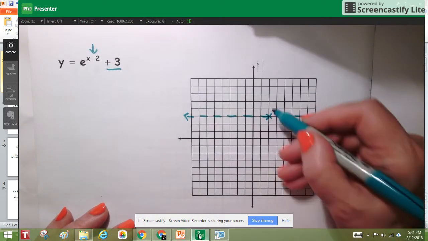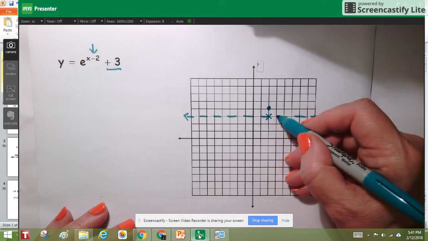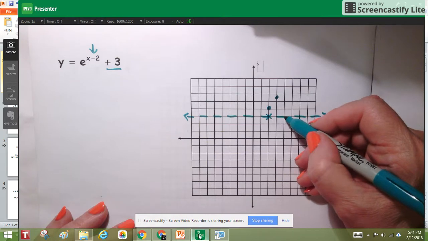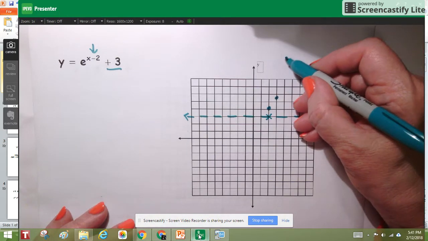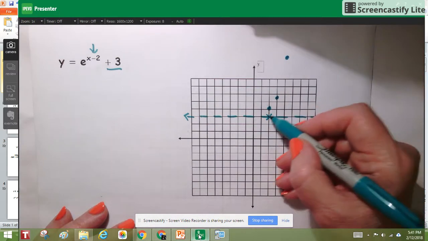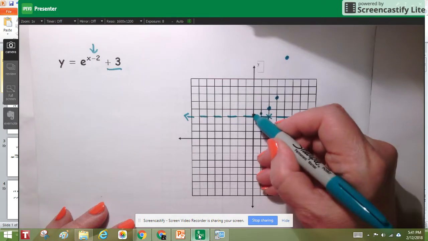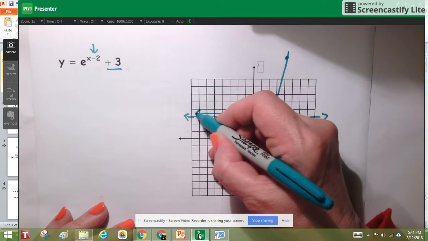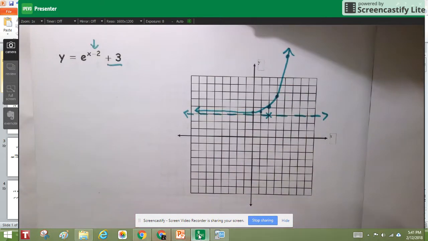From here, we know I'm going to have 0, 1. If I go over 1, I'm going to have 2.7. And if I go over 2, I'm going to have 7.4, which would be up somewhere there on my graph. -1 is going to get me closer and closer to my asymptote. So I'm just going to come down and around like this and hug my asymptote like that.